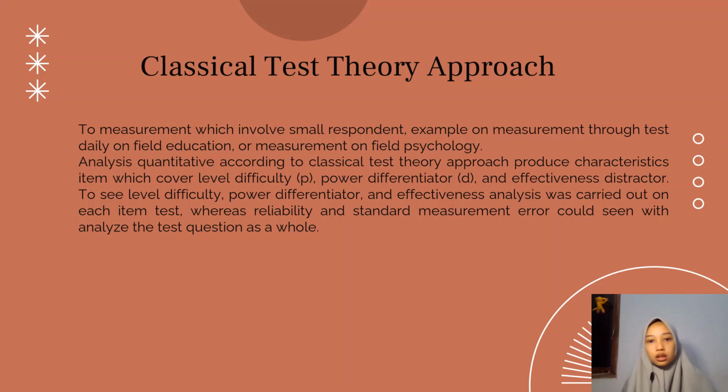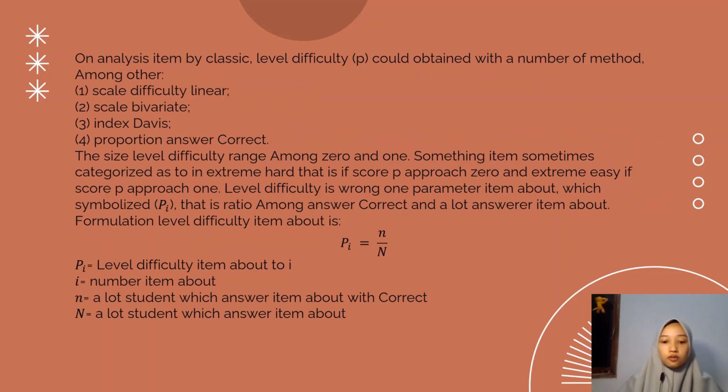Quantitative analysis according to the classical test theory approach produces item characteristics which cover level of difficulty or P, power of differentiator or D, and effectiveness of distractor. To see level of difficulty, power of differentiator, and effectiveness, analysis is carried out on each test item, whereas reliability and standard error of measurement are seen by analyzing the test as a whole. For further explanation of the classical test theory approach, Laili will explain. Thank you.